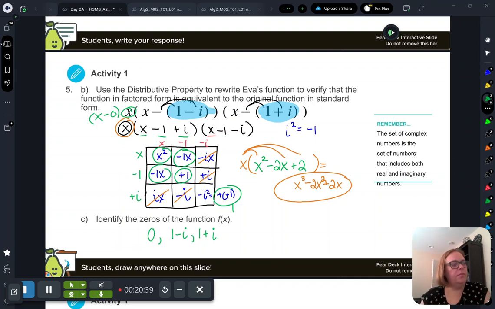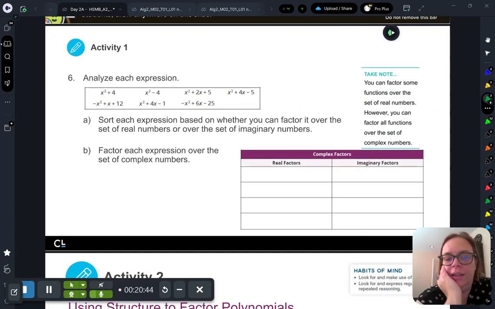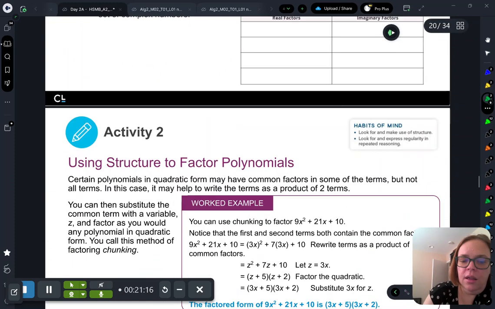Okay, for number 6 here, you want to look at these and try factoring them, and if you get imaginary numbers, that tells you it has complex or imaginary factors. So if you can factor it, you can see that it has real zeros, real factors. If you can't factor it and you use the quadratic formula and you get imaginary stuff, that tells you they're imaginary factors. Okay, so that's how you do number 6. I'll leave that one for you guys.